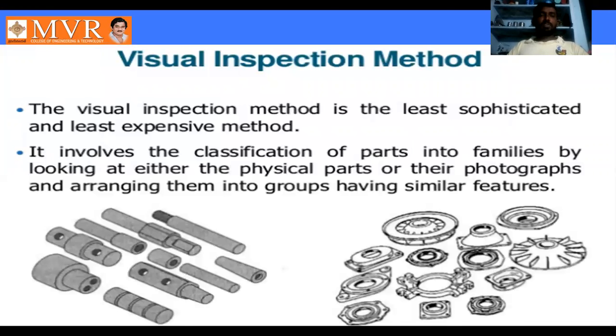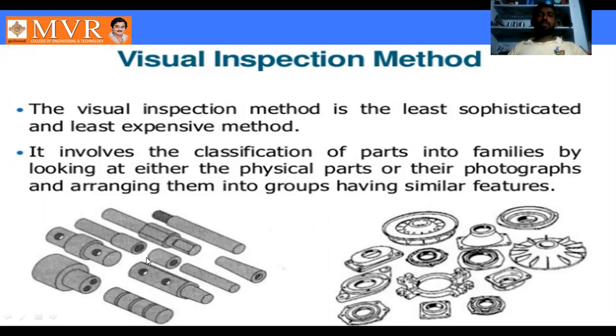See here, the first one is the visual inspection method. The visual inspection method is the least sophisticated and least expensive method. It involves the classification of parts into families. Parts are converted into families by looking at either the physical parts or their photographs and arranging them into groups having similar features. This we can call the visual inspection method.